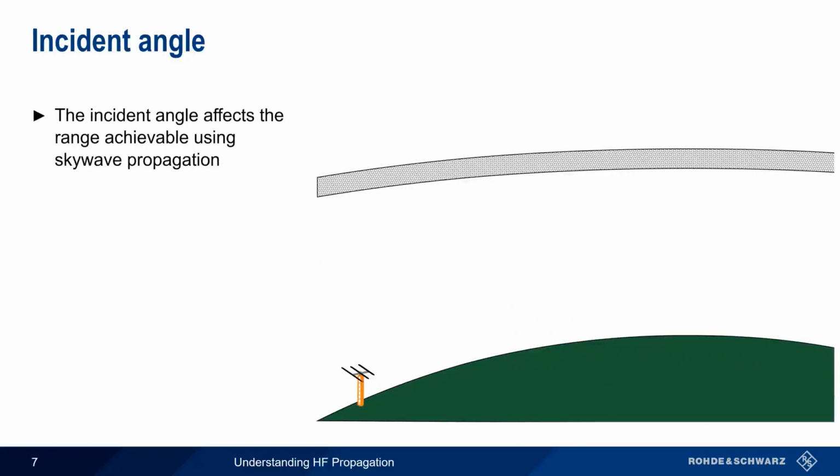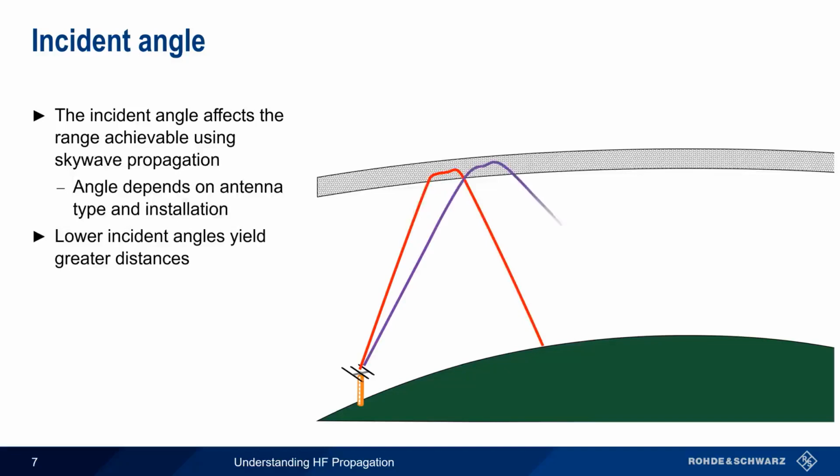The incident angle, or the angle at which a signal reaches the ionosphere, also plays an important role in how far a skywave signal will propagate. The radiation angle of an antenna is primarily a function both of the type of antenna and the location at which the antenna is installed. Higher placement of an antenna usually lowers the radiation and incident angles. And generally speaking, the lower the incident angle, the greater the distance that is covered by skywave propagation.